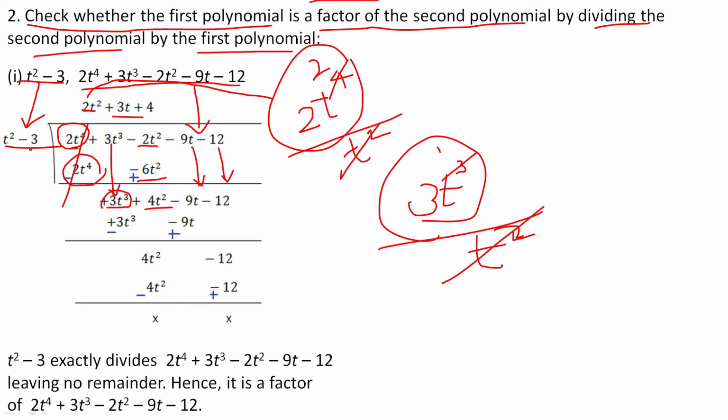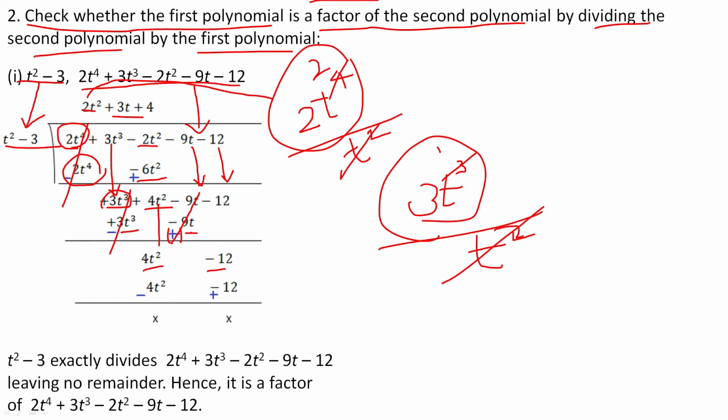3t multiplied by t square, you will get 3t power 3, and 3t minus 3 you will get minus 90. These two terms are like terms, so you can cut it. Bring down 4t square, 90 minus 90 you will get to cancel. Here it is plus, so these two will get to cancel. So 4t square and minus 12 will be there.